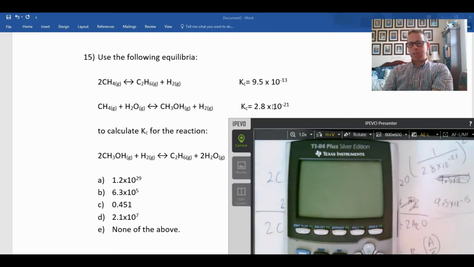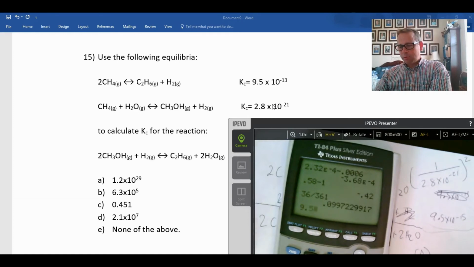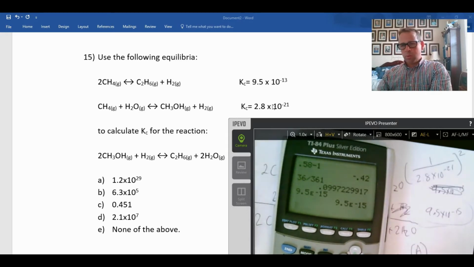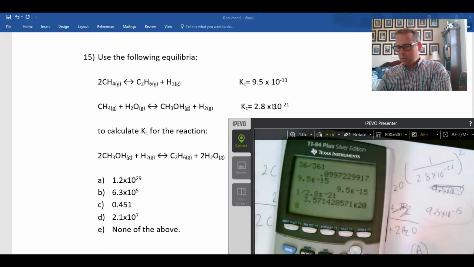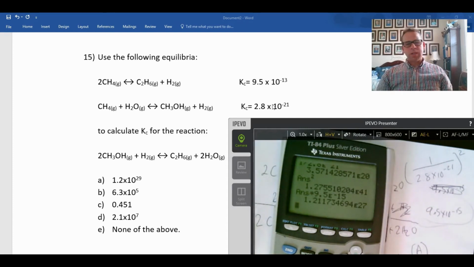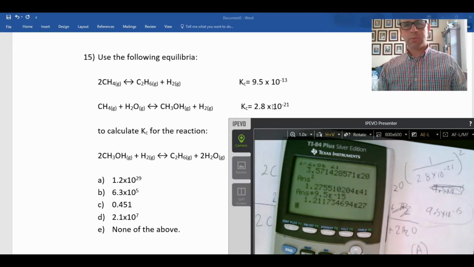Okay? So I'll do that on my calculator now. 9.5 times 10 to the minus 15. 1 over 2.8 times 10 to the minus 21. This second value here I'm going to square. And then I'm going to multiply it by this value up here. So 1.2 times 10 to the 27th. Oh, did I put in the wrong number? Oh, it's not 10 to the minus 15, it's 10 to the minus 13. Okay, so then that is why I was off by 2 decimal points. Okay, very good.